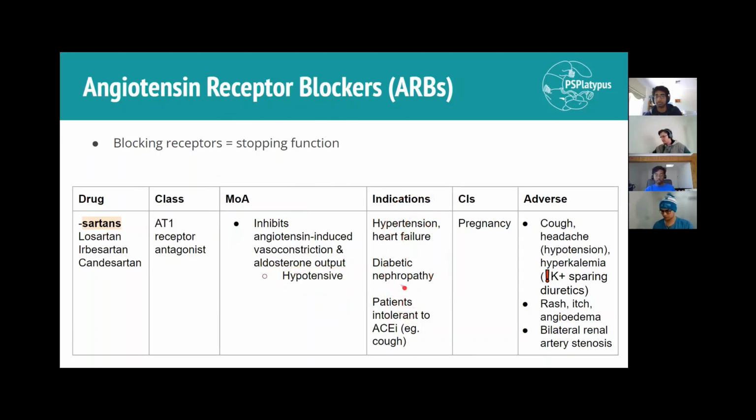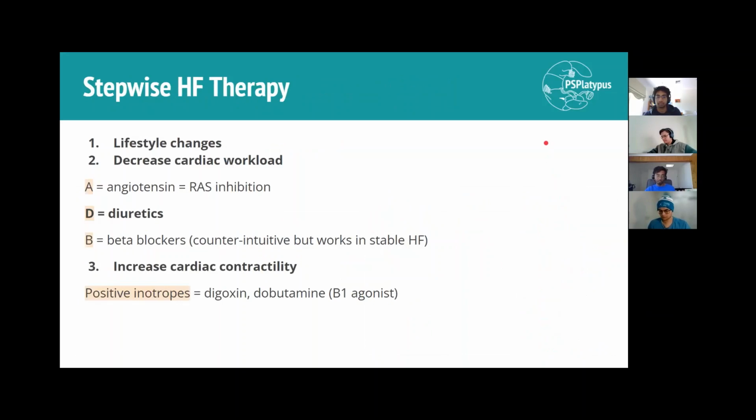Similar indications, but one more thing is that it doesn't cause the increase in bradykinin levels. Because of that, it is also indicated in people who are intolerant to ACE inhibitors because of the cough or other side effects that ACE inhibitors have for them. Contraindications of pregnancy, and literally the same side effects as before, hyperkalemia as well. I should get rid of cough, so there's no cough. There's also something called bilateral renal artery stenosis, which can happen.